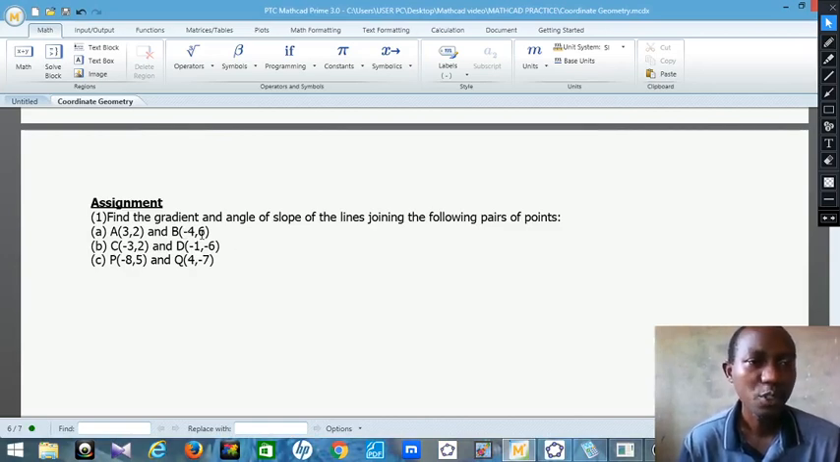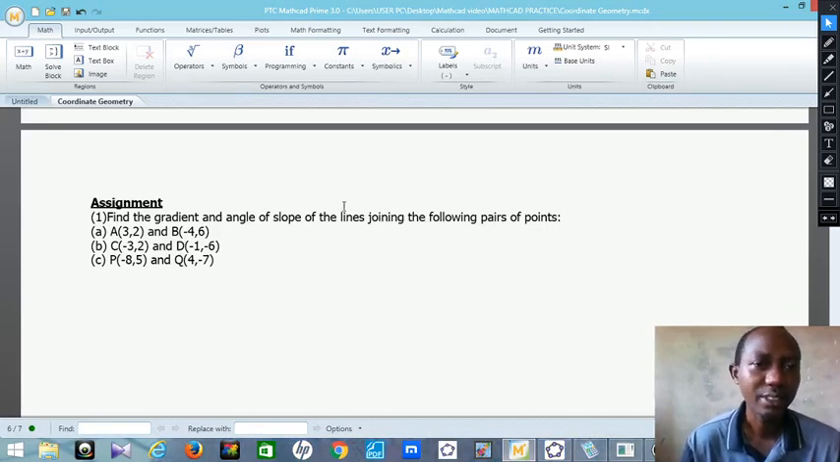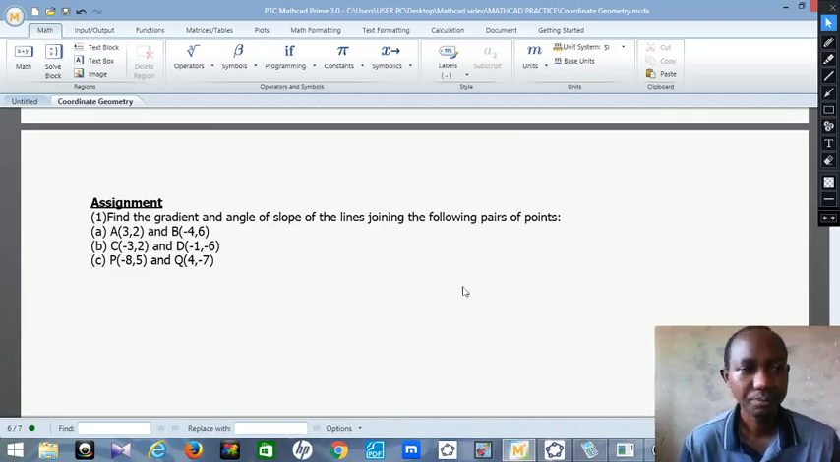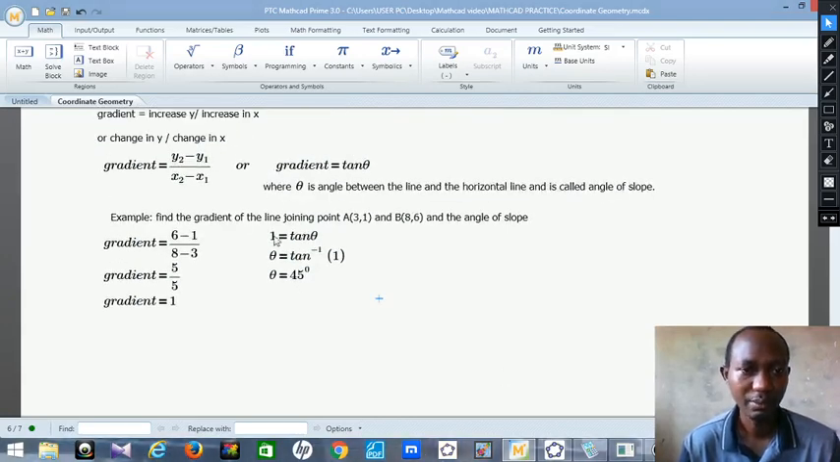The gradient is y2 minus y1. The second coordinate, 6, is y2 here, 2 is y1 here. The minus 4 is x1, 3 is x2. Then subtract and divide, that is all. Your answer can be in decimal or in fraction, however you wish to leave it, depending on what the question wants. Then for the angle of slope, after getting the gradient, you find the tan inverse of that gradient. That is how you find the angle of slope. So take note of that.